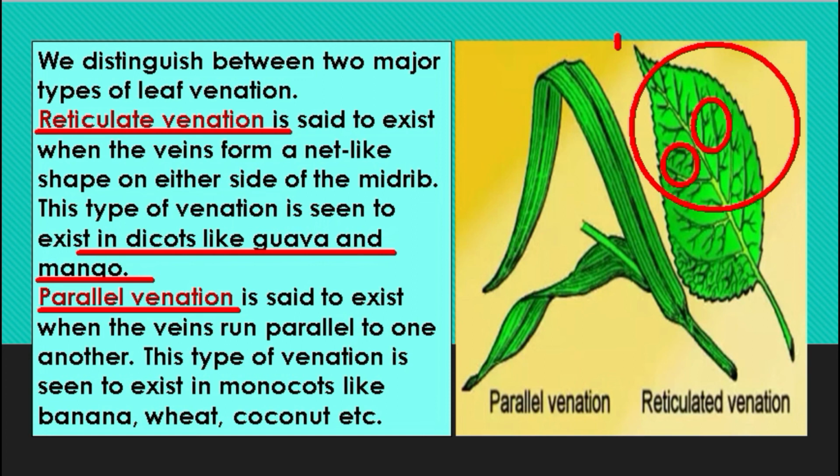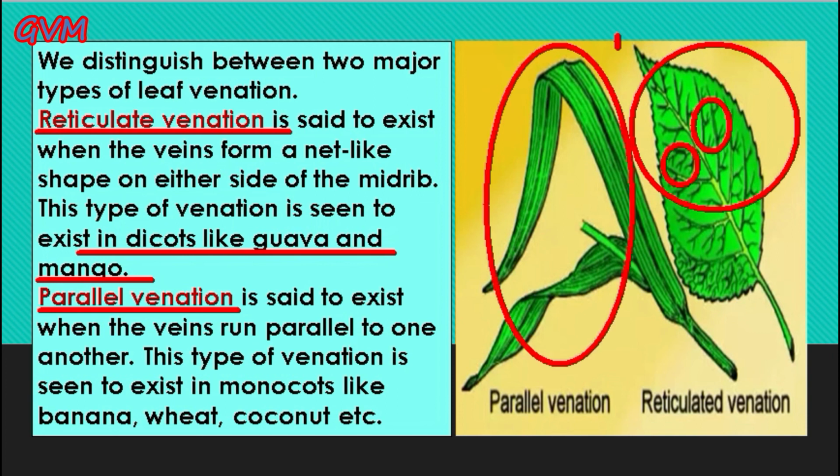Now students, the next type of venation is parallel venation. And students, in this type of venation, veins arise from the midrib and run parallel to each other. And this kind of venation is generally observed in banana, wheat, coconut, etc.